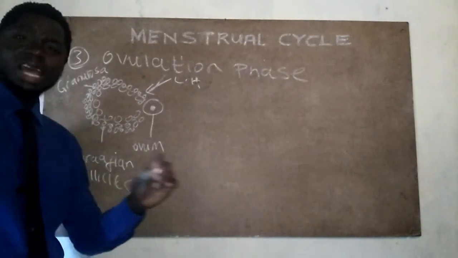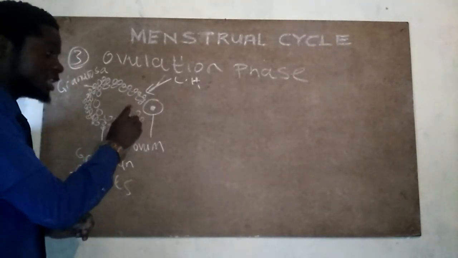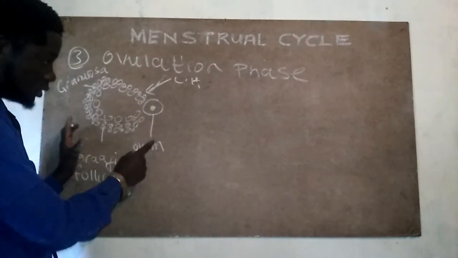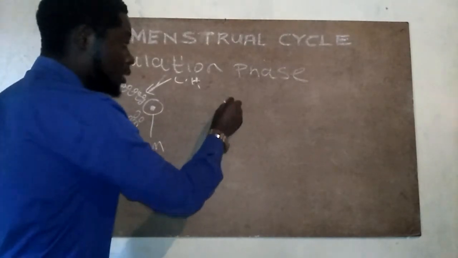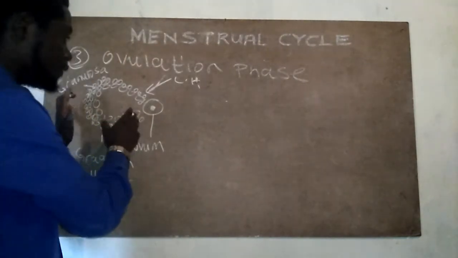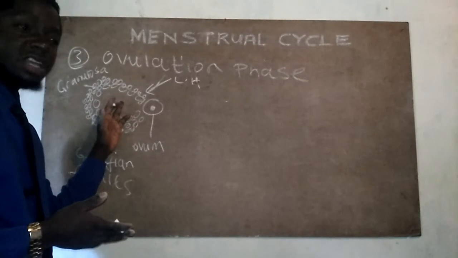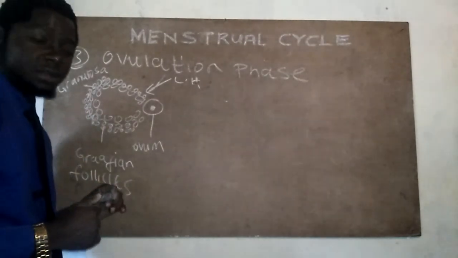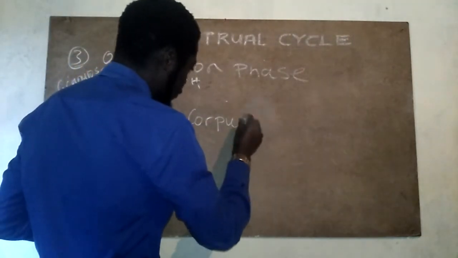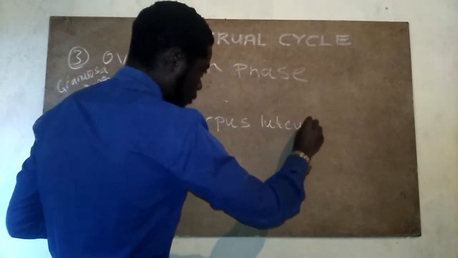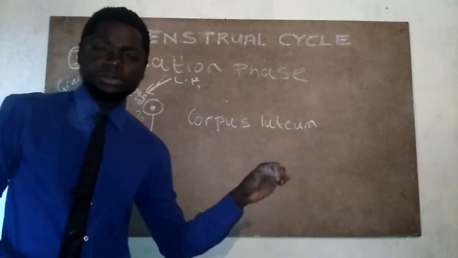So this is what ovulation is all about. But as well as that, what the luteinizing hormone will do is change the nature of this after it has ovulated. After the oocyte has been released, the nature of the Graafian follicle will change into what we call the corpus luteum. And immediately after this, then the luteal phase starts.